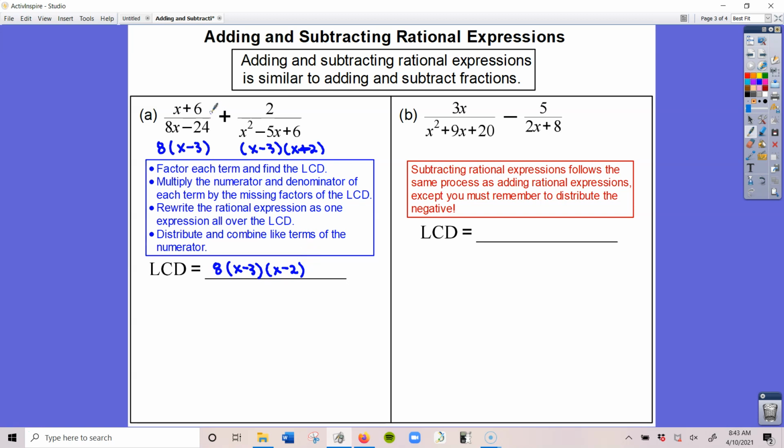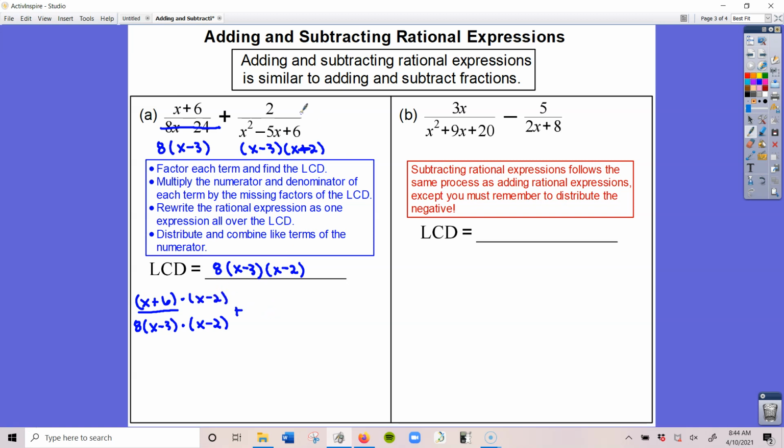Now we need to actually rewrite these fractions with the LCD. So we'll start off with the first one. We have x plus 6, and when you rewrite this, use the factored version of the denominator, which is 8 times x minus 3. Now we need to see, what do I need to multiply the denominator by in order for it to be the same as the LCD? I have the 8, I have the x minus 3. What I'm missing is the x minus 2. So I'm going to multiply this by x minus 2 and multiply the numerator also by x minus 2.